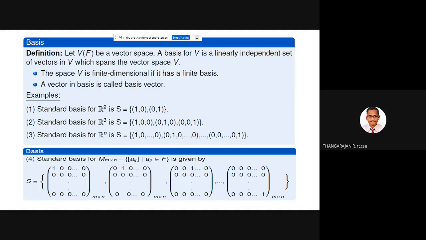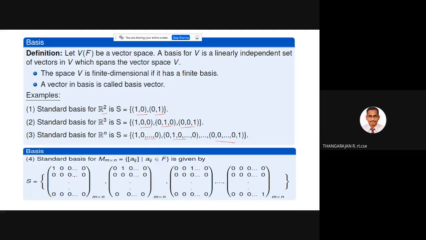Okay. So this is what a basis I told you. So this is one basis. This is another basis, for a 2-dimensional vector. And for a 3-dimensional vector, we have 3 bases. For an n-dimensional vector, n bases.